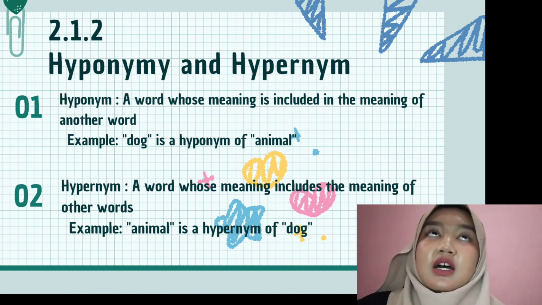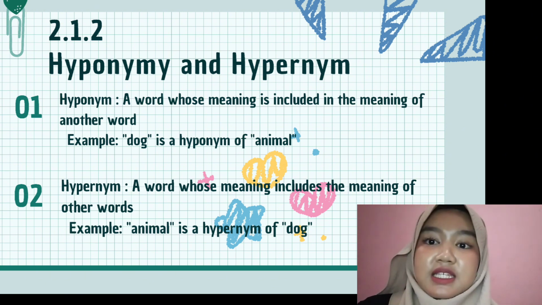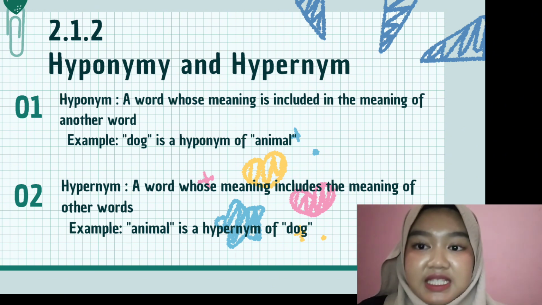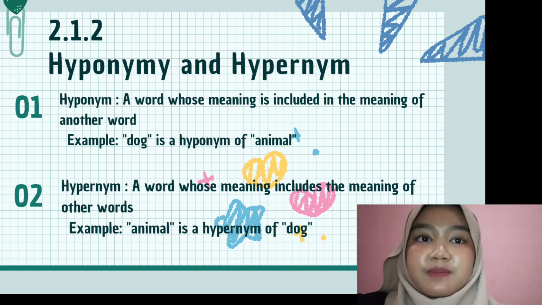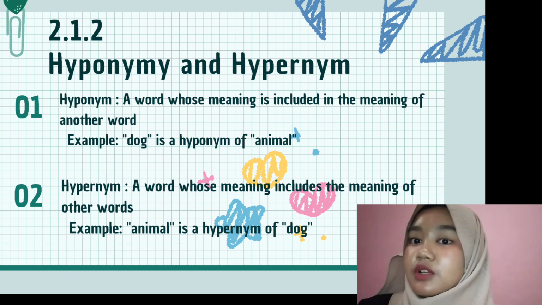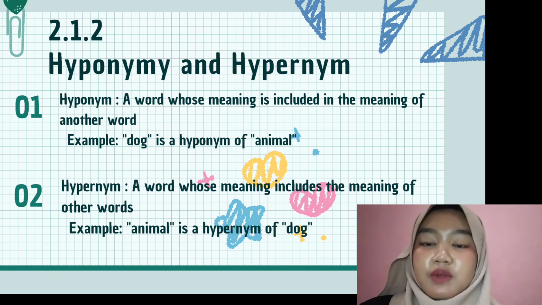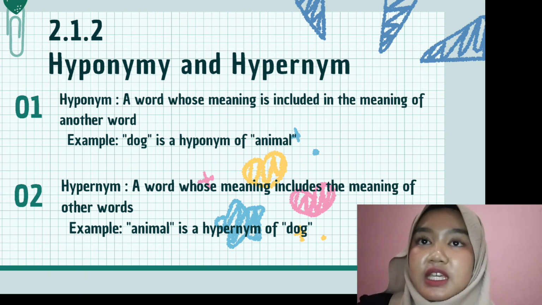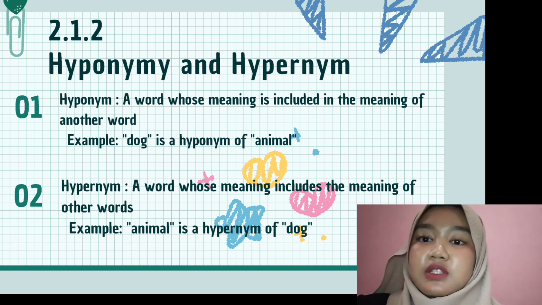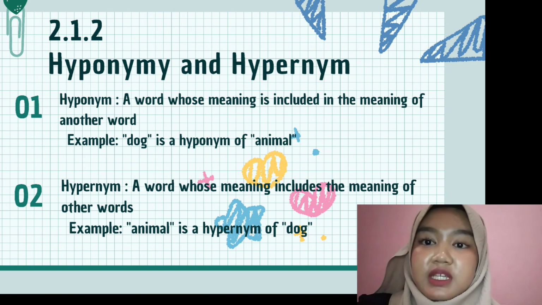For example, a dog is a hyponym of animal. An animal is the hypernym of the dog. So the dog is actually the specific word for animal, while animal is the general word for the dog. So when we talk about animal as the general word, we could also say maybe chicken, elephant, cat, and many more.